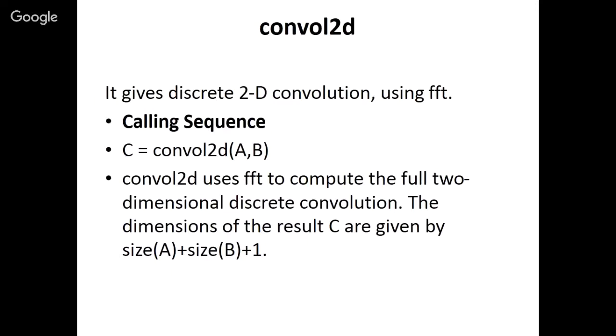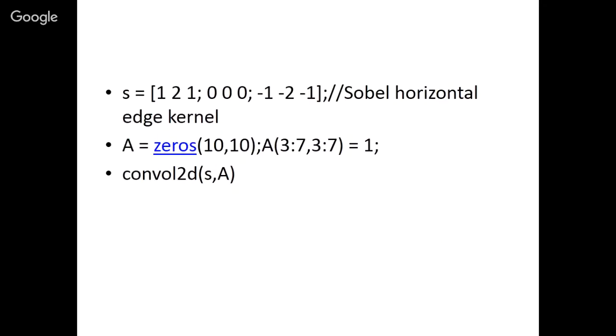So it is the same as your CONVOL2D, with A and B. Otherwise, the other options, that is shape and all these things, are the same. Here I have written that S is equal to one matrix and A is equal to another matrix, then CONVOL2D S, A. But from the outside you will not understand the difference between CONV2 and CONVOL2D.